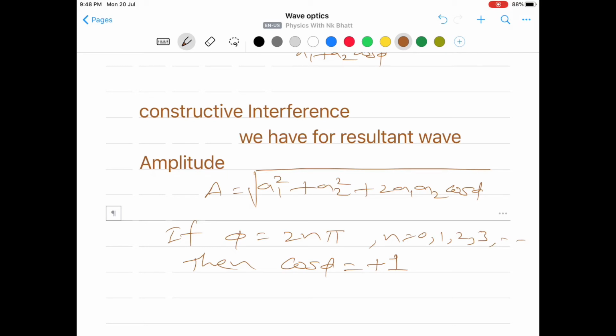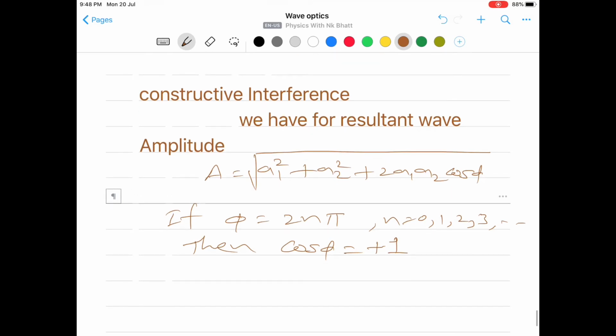If you put n is equal to 0, it will be phi is equal to 0 and cos phi is plus 1. If you put n is equal to 1, it is 2 pi and cos 2 pi is also 1. If you put n is equal to 2, it is 4 pi and cos 4 pi is also 1. So in that way, for all the values of n equal to 0, 1, 2, 3 and so on, the value of cos phi is plus 1.